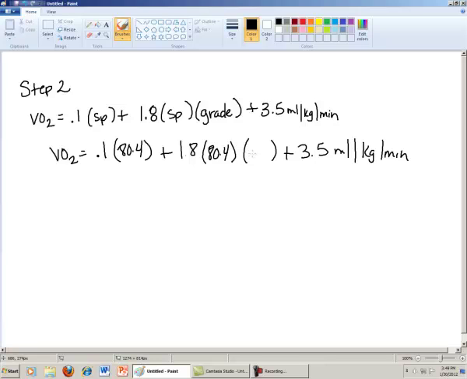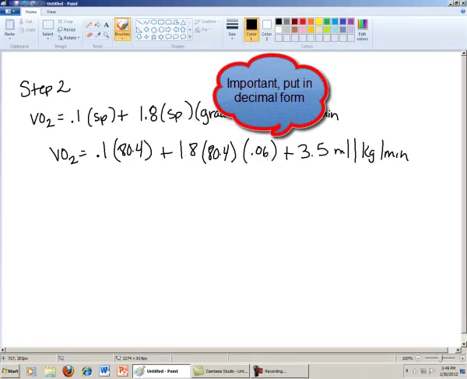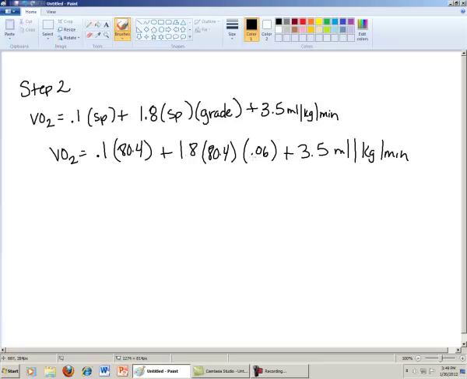You always want to make sure you put this in a decimal form, 0.06. If you use the number 6 or 0.6, you're going to get a completely wrong answer. So make sure you use this in decimal form. So if it was at a 10% grade, it would be 0.10, 2% grade would be 0.02, and so on and so forth, plus 3.5.